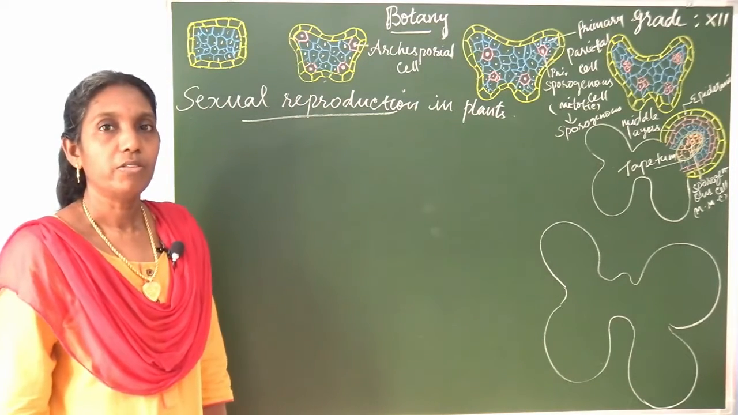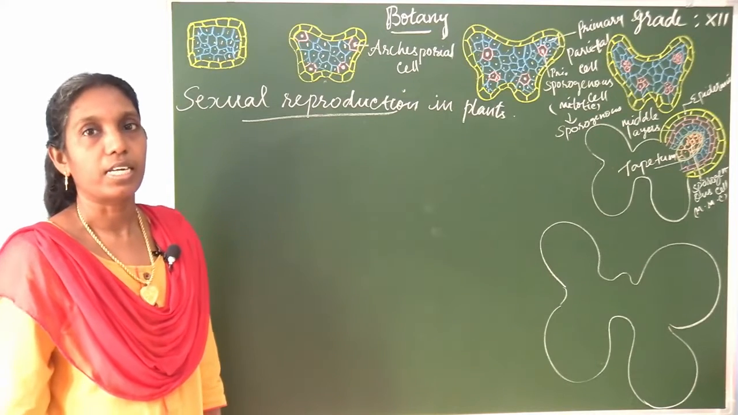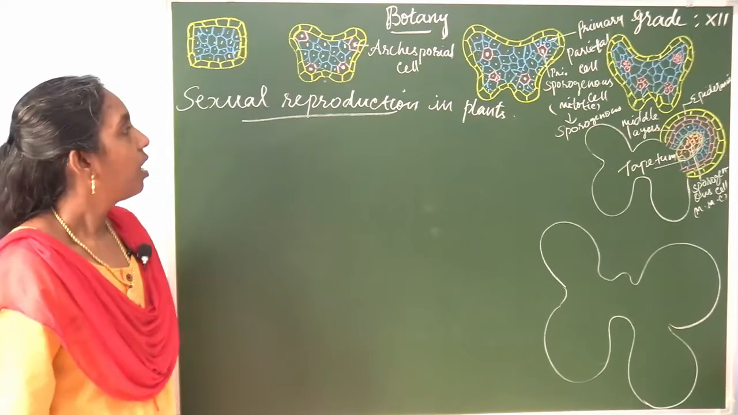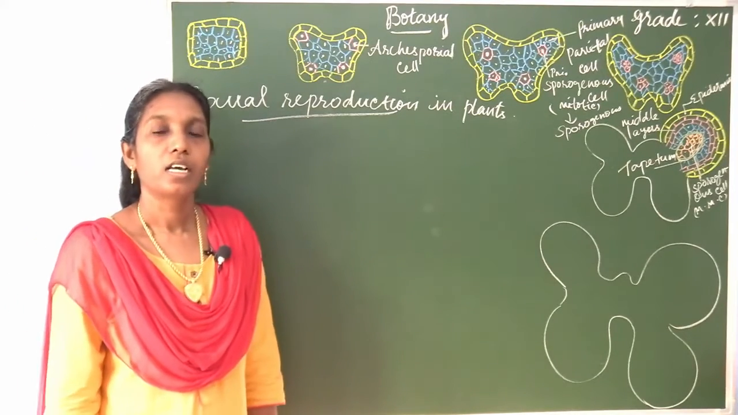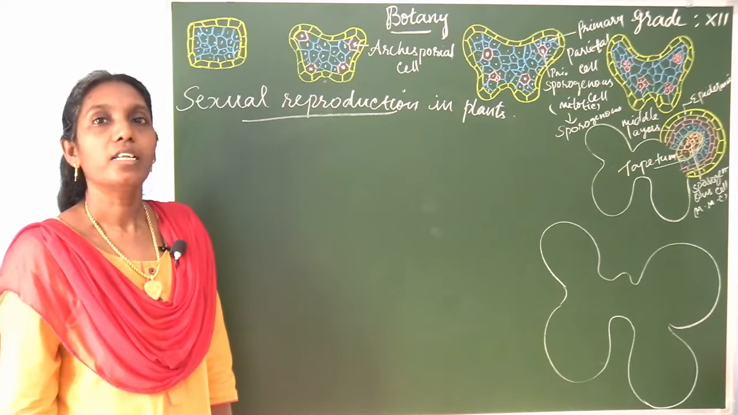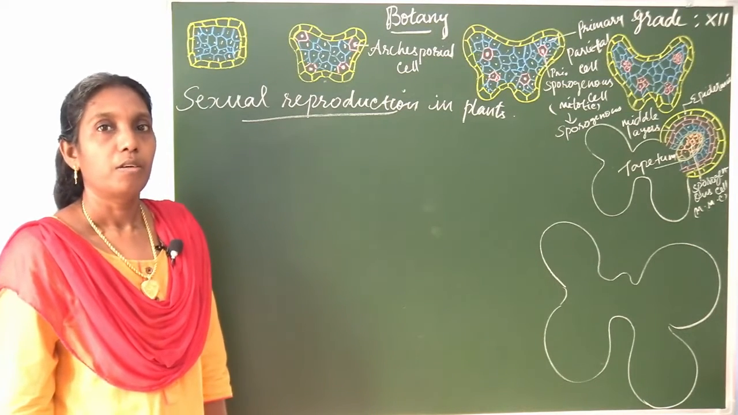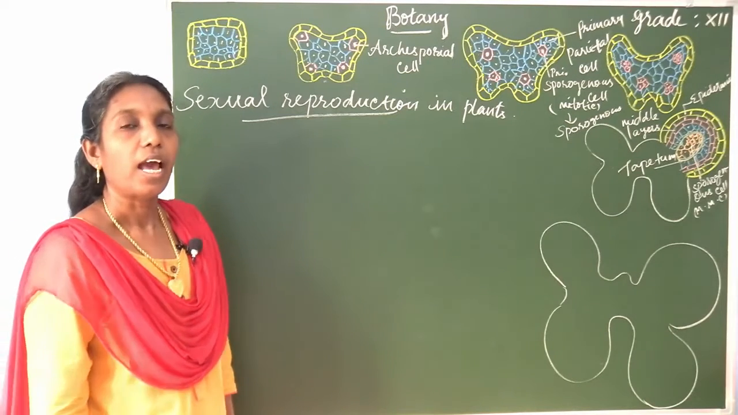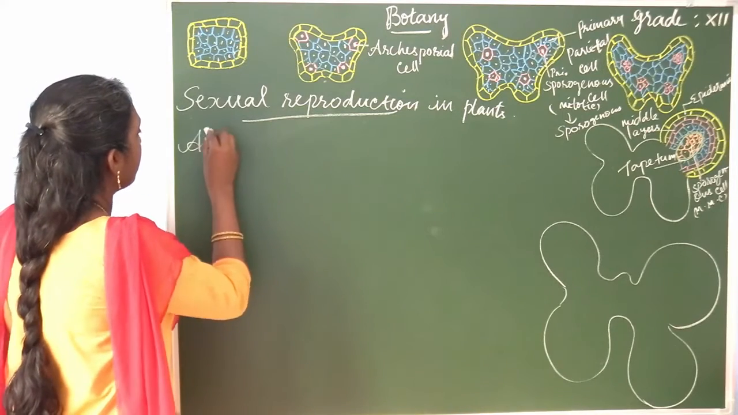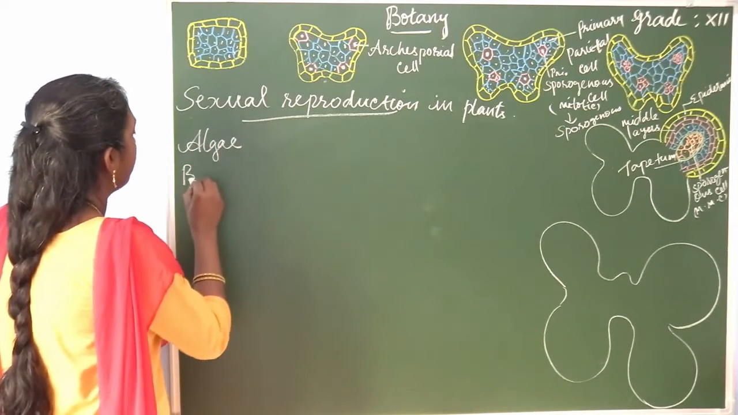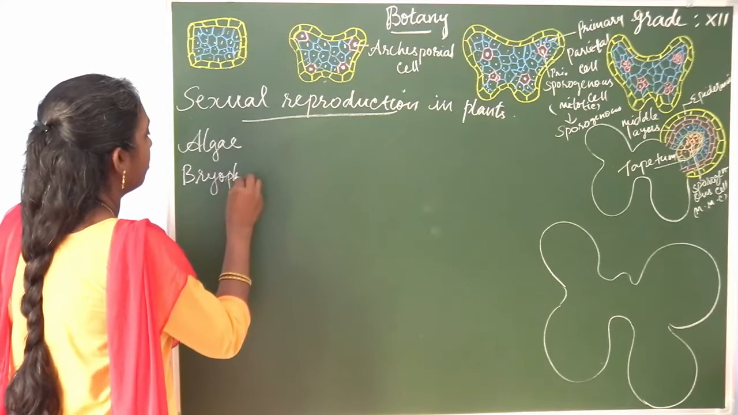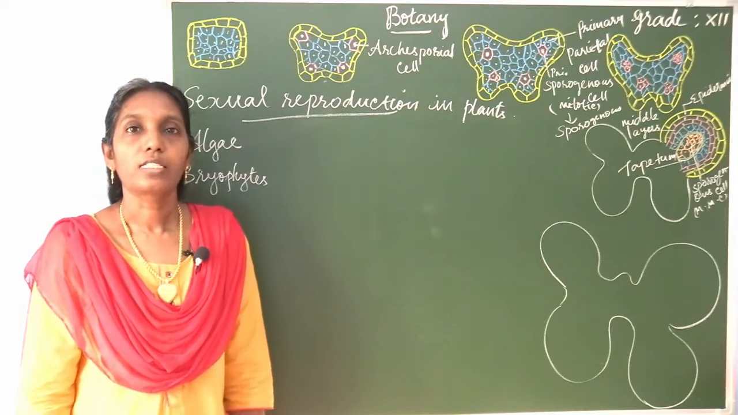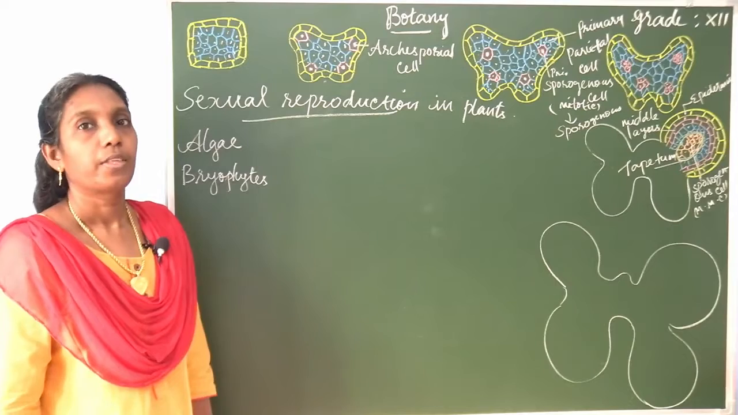Earlier, you learned about asexual reproduction with several examples, mainly in the lower forms like algae as well as bryophytes. Let's start this class with sexual reproduction in higher plants. Before that, let us see how sexual reproduction takes place in algae and bryophytes. Algae and bryophytes, as you know, are the lower forms of organisms.